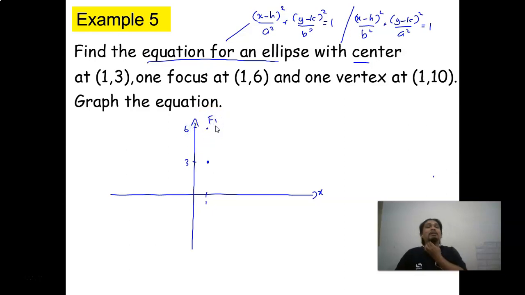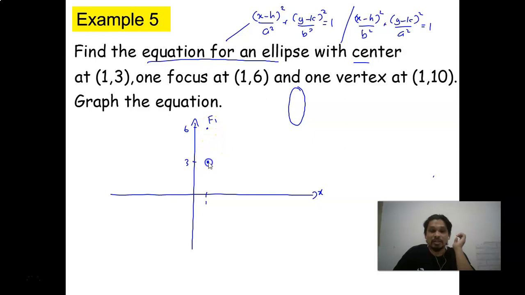Okay, class. Please do remember that the foci, or focus points, must always lie parallel to the line of the major axis. So if the focus points are vertical like this, it means that it is a vertical major axis. We call the ellipse a vertical major ellipse.